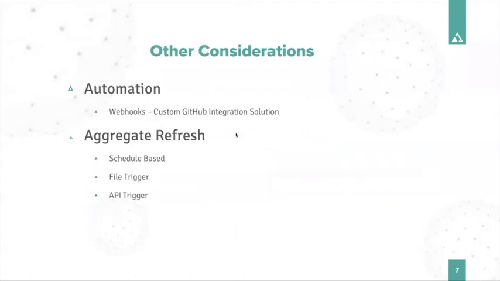So the other consideration I wanted to bring to your attention was automation. When we talk about automation, AtScale does have the capability of webhooks. And one of the automations our customers have done, and you can do it as well, is when you publish a project or you publish a cube, and there are other webhooks available, and you can look at the complete list of webhooks. What I've mentioned here on the slide is a custom GitHub integration solution. So if you're publishing a project and you want that to be integrated with GitHub for version control, it can be done.